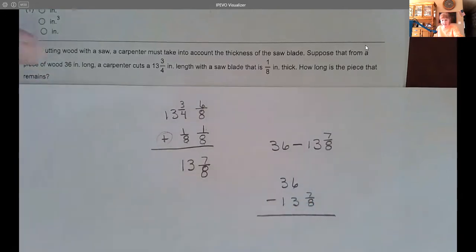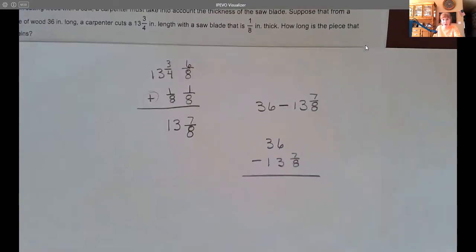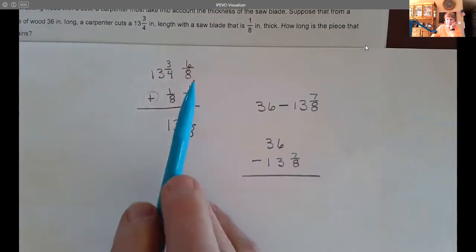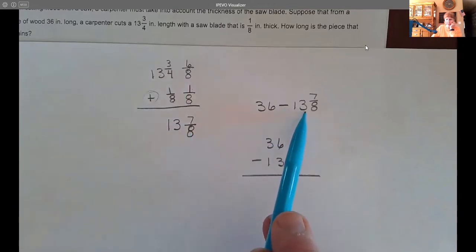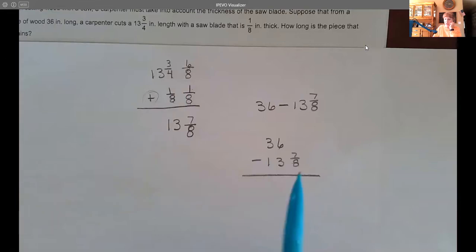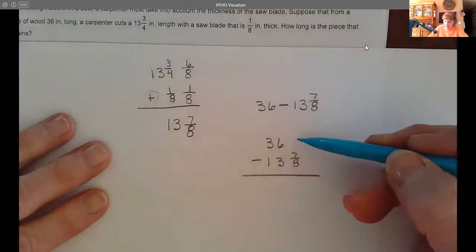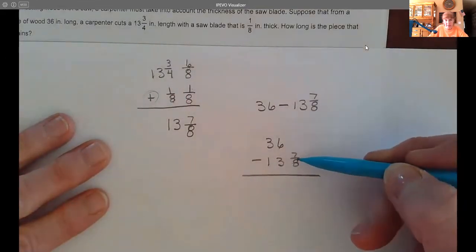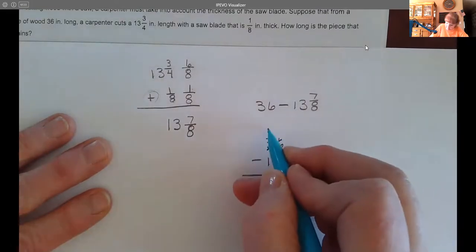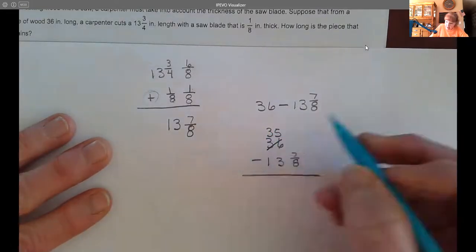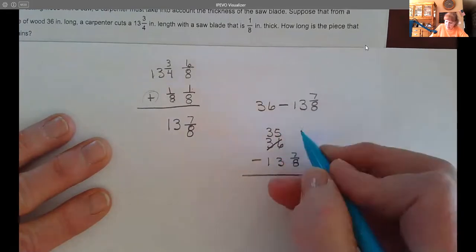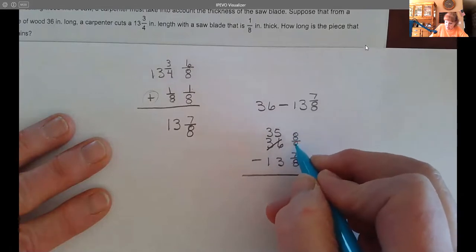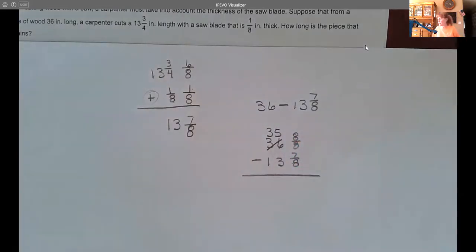Okay, I put the 36 on top there because it's larger. So this is the total amount that's been cut off. Now we're going to subtract it to see what remains. So we need to borrow because we can't take nothing and subtract 7/8. And I'm going to represent that 1 that I'm borrowing as 8/8. I always match the denominator. It'll save a lot of steps for you.